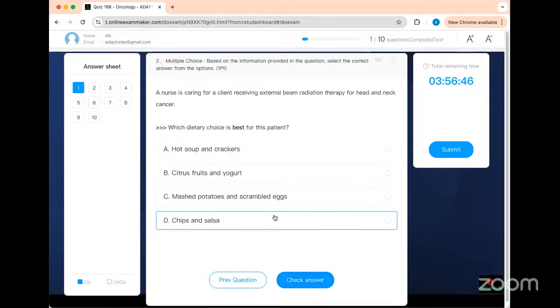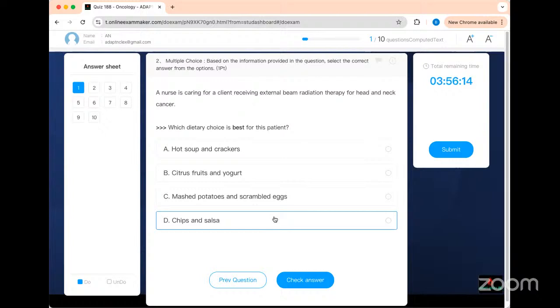Explanation here. Same concept. Which dietary choice is best for the patient? The word is best. So which dietary choice? A nurse is caring for a client receiving external beam radiation for head and neck cancer, right? Which diet choice should be given to the patient? Hot soup and crackers, citrus fruits and yogurt, mashed potato, scrambled eggs, chips and salsa. Think about it. Put down your answer if you know.